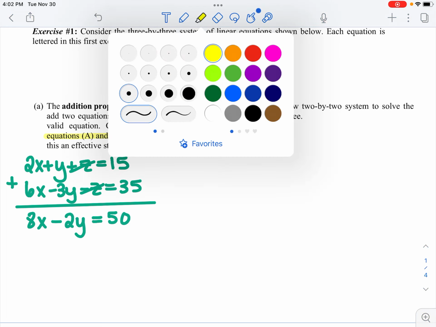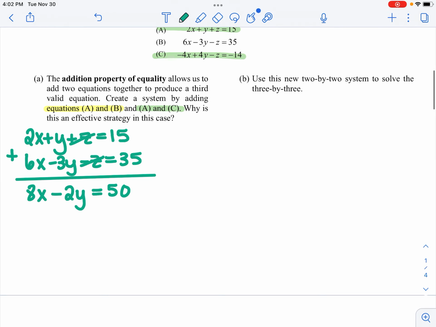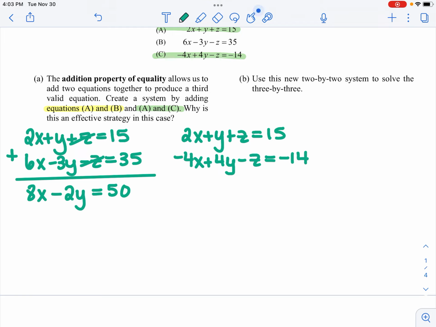Now let's go and add together A and C. Sorry. So we're going to add A with C. So same first equation that we used before, and then C, and when I go to add these two equations together, I get negative 2x plus 5y. Again, the z values cancel. This is equal to 1.